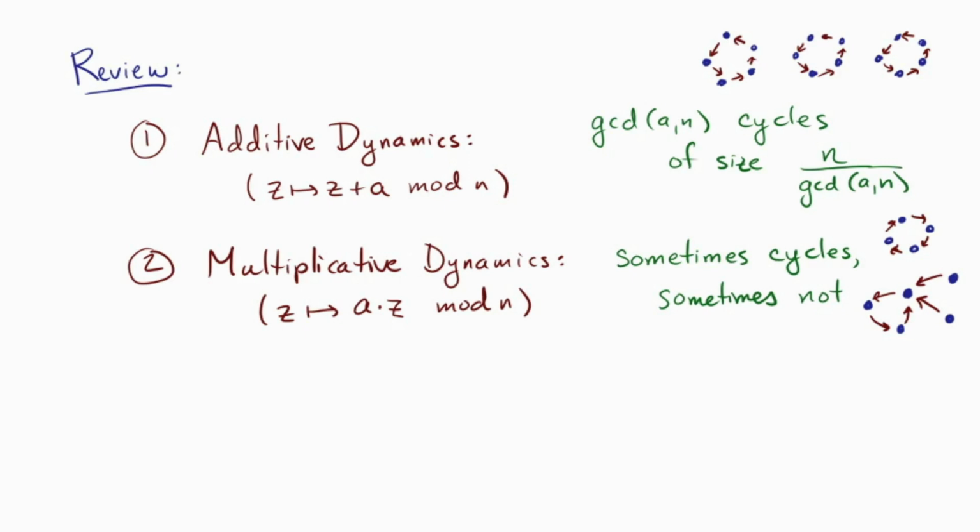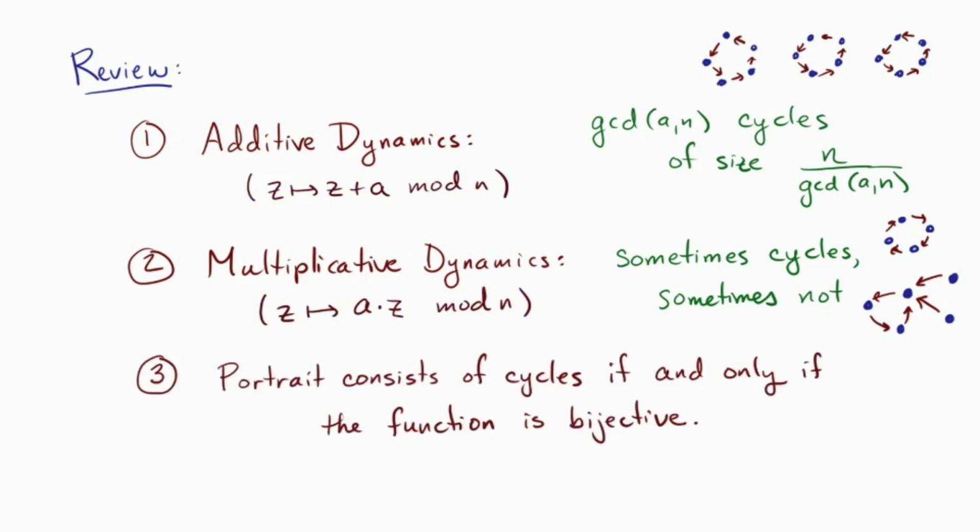And I should emphasize here that you could draw a dynamical portrait of any function on a finite set. If you have a function going from a finite set to itself, you can draw arrows to show how it acts. We just happen to be focusing our attention on the functions z goes to z plus a mod n and z goes to az mod n for some fixed a. The important result that we proved is this. Any dynamical portrait of a function is made up of cycles if and only if the function is bijective.